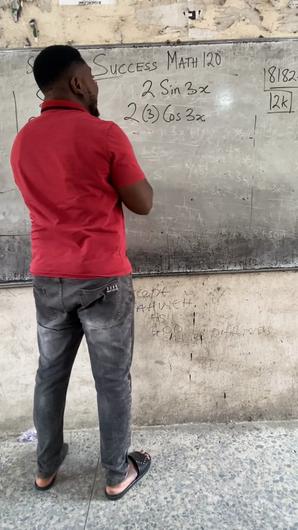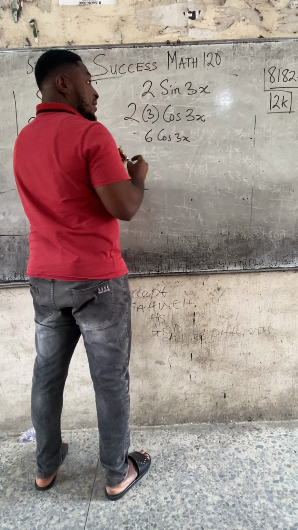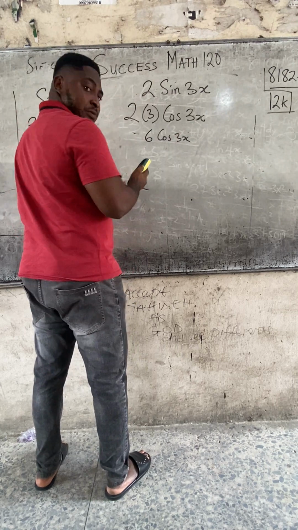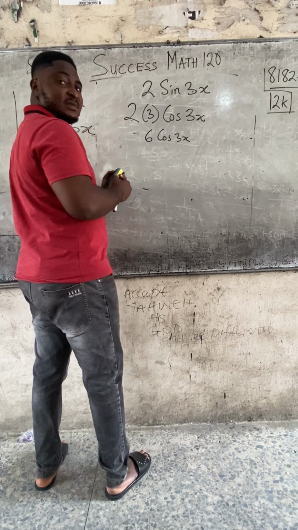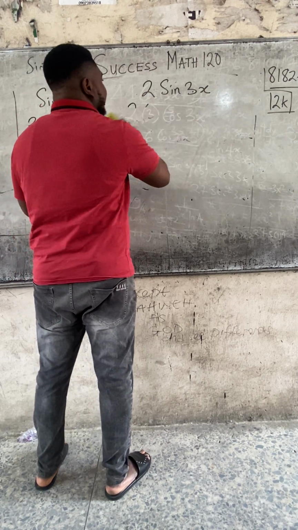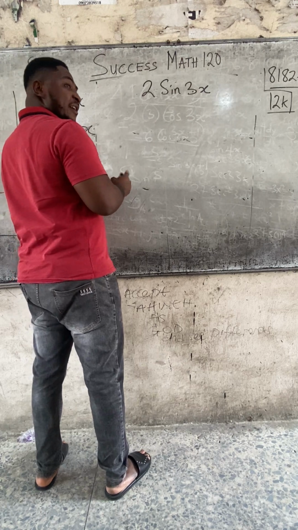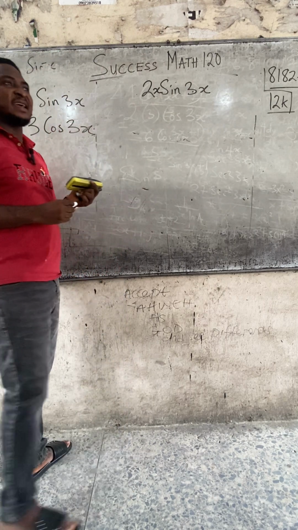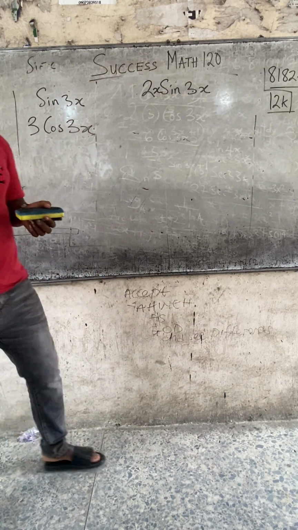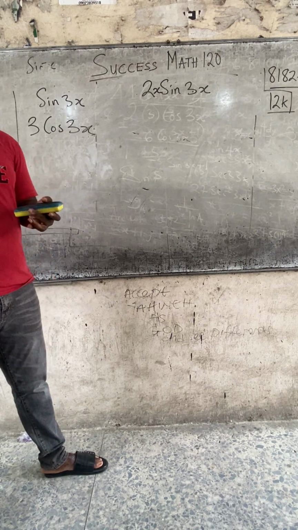Class, so differentiating 2 sine 3x is 2 times 3 cos 3x. Are you ready for classwork? Differentiate 2x sine 3x. Differentiate what? 2x sine 3x.